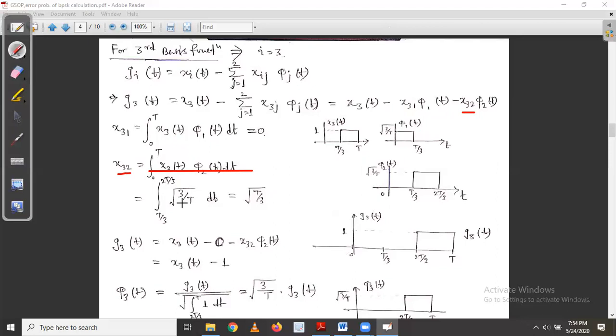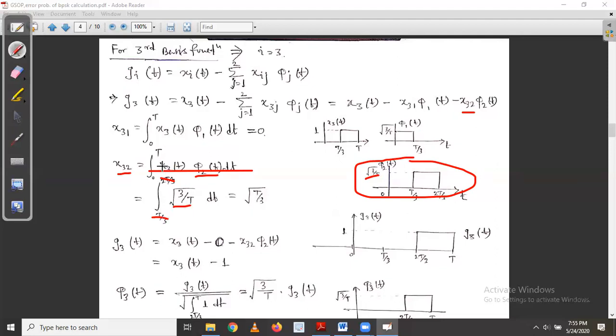x3t is given in the numerator, and phi 2 we have to find. We just found this value on the previous page. So phi 2's value is actually this one in the range of t by 3 to 2t by 3. The amplitude value is this one.